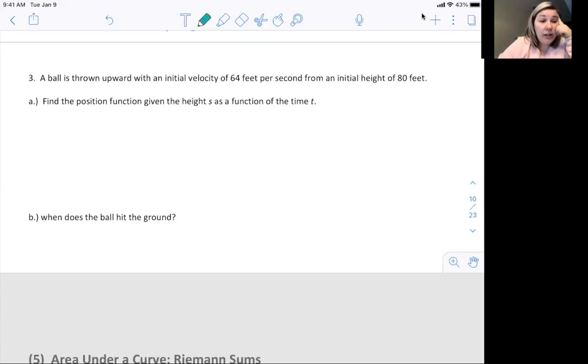So it says a ball is thrown upward with an initial velocity of 64 feet per second from an initial height of 80 feet. Find the position function given the height s as a function of the time t. Okay, so velocity here is going to be 64 feet per second. That's what we know about the velocity.